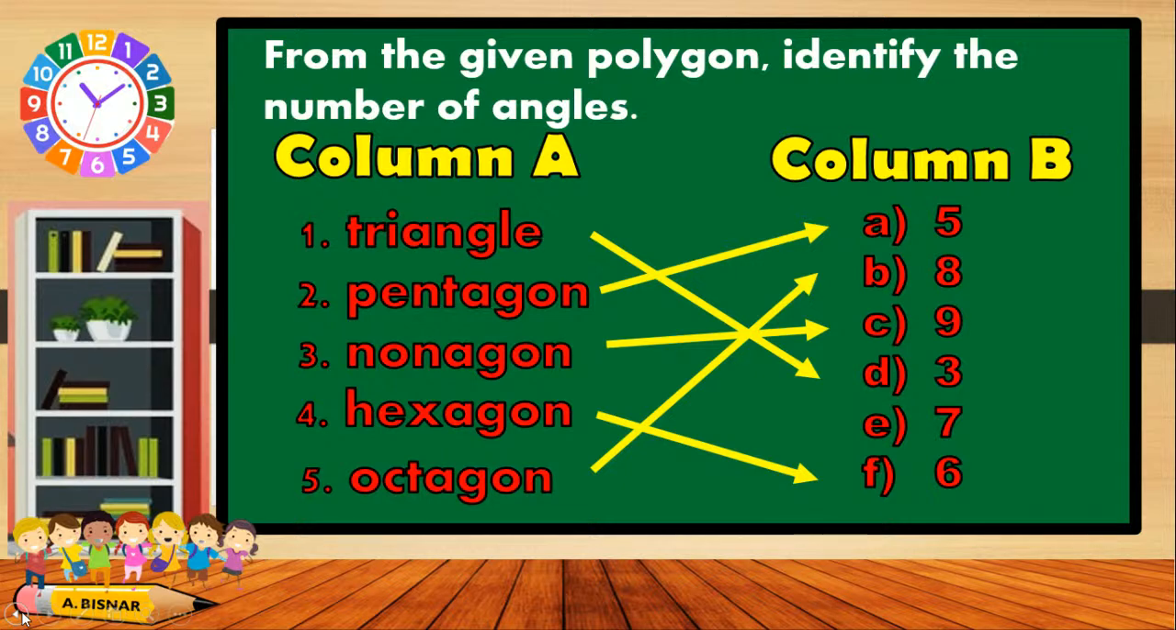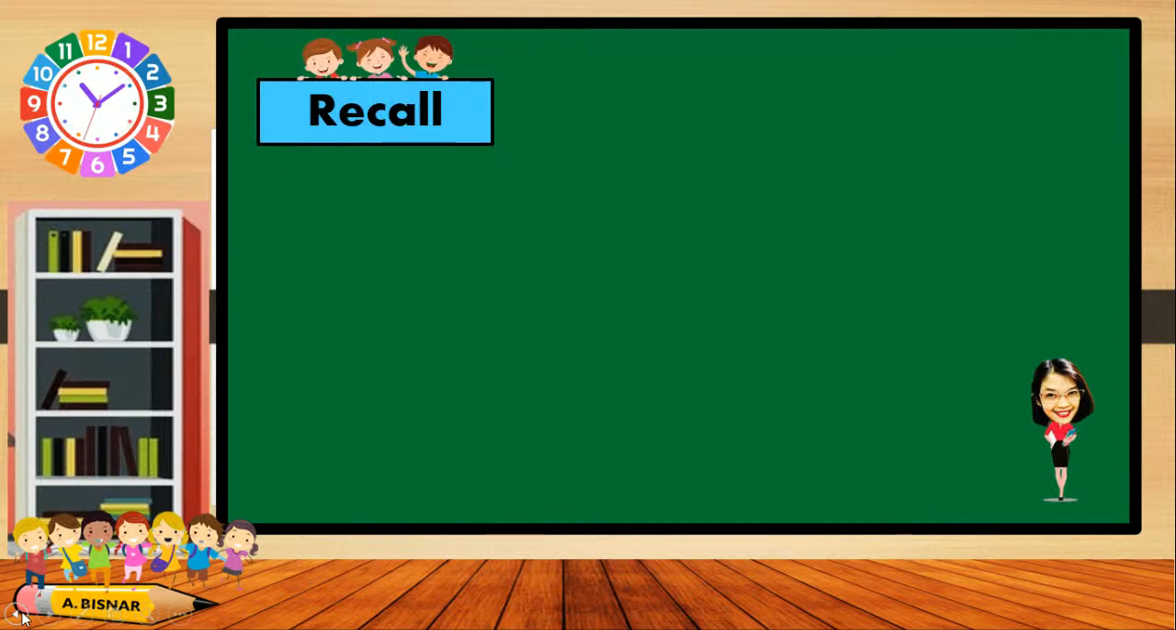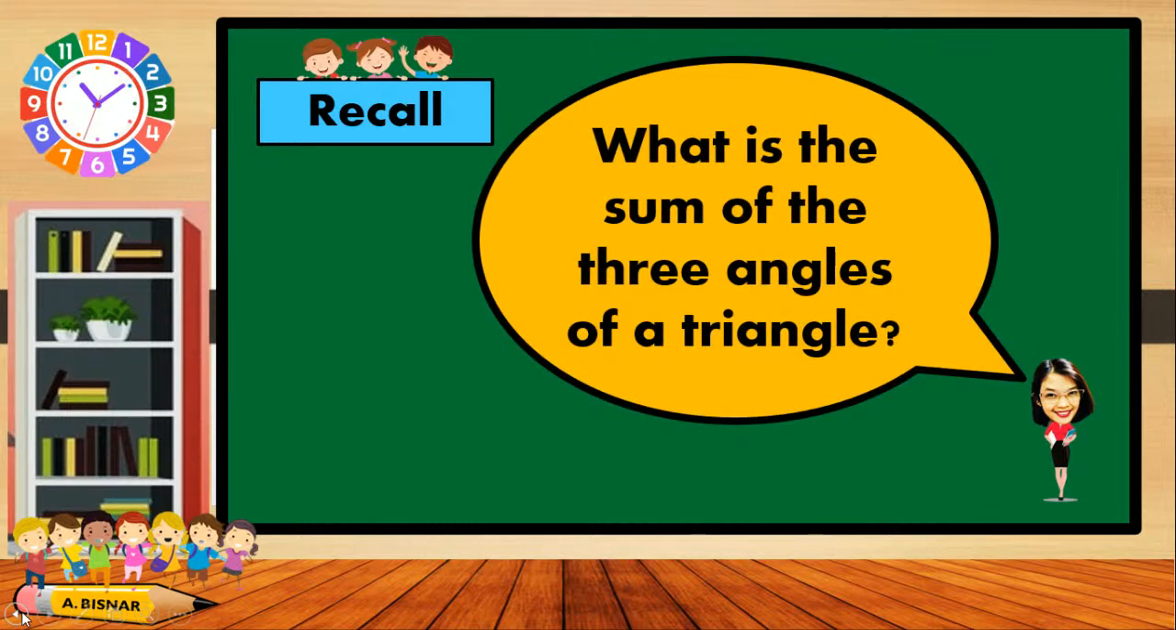So, since we're dealing with the sum of the interior angles, ang ibig sabihin nun ay yung kabuoang measurement ng angles ng mga polygon. Okay? So, for in here, let's have a recall of what we have studied last week. Last week, we studied about triangles. What is the sum of the measures of the three angles of a triangle? Ano yung kabuoang measure ng tatlong angle ng triangle? Yung pinag-aralan natin last week. When you add those three angles, ano yung total? Ano po yung total?